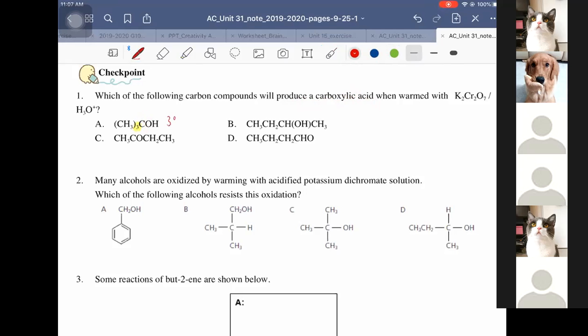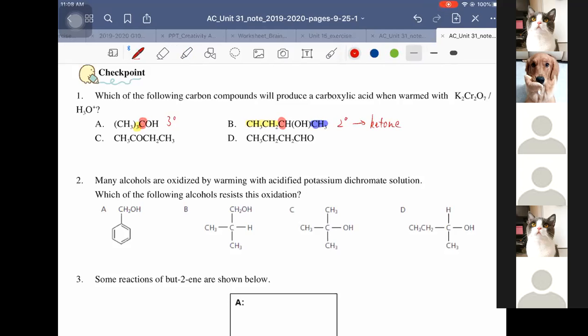How about the second one? Again, we find the carbon that is attached to the hydroxyl group, which is this one. And then how many alkyl groups are attached? We have this one, that's the first alkyl group attached to the carbon, and here we got the other one. So this is a secondary alcohol. For a secondary alcohol, it will only be converted into a ketone by using that catalyst.